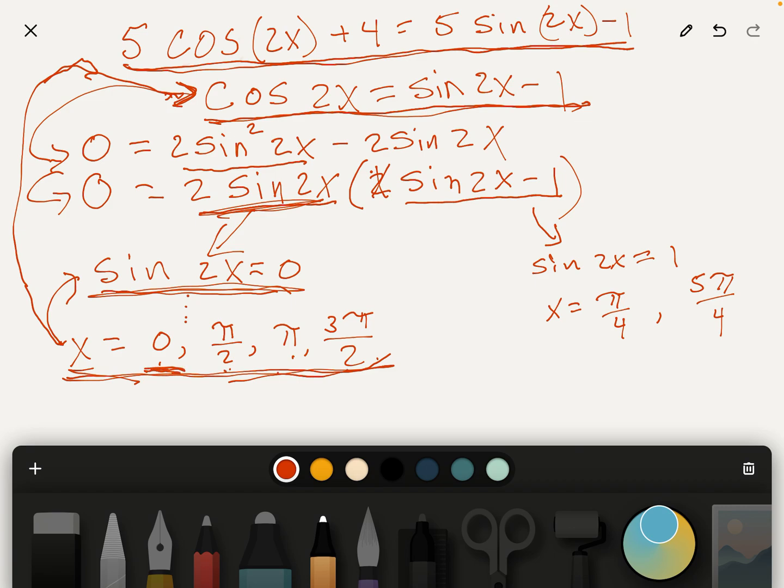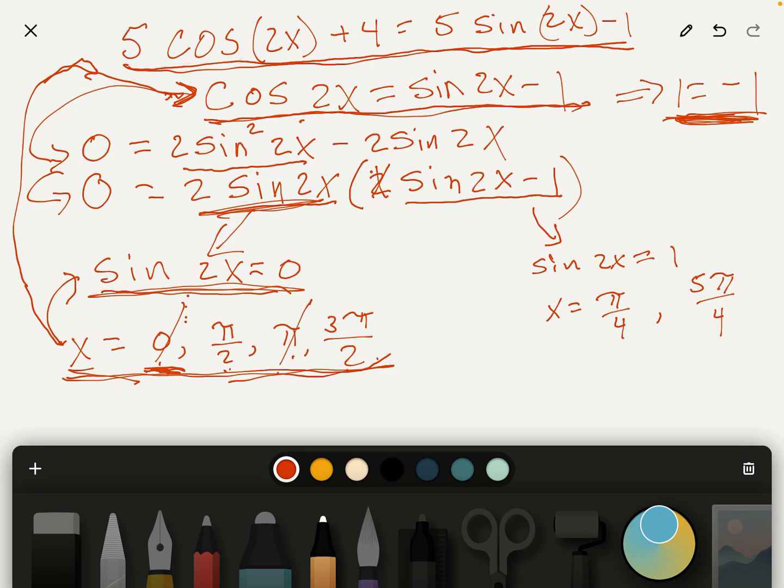So just to take an example, if you plug in 0, this becomes, on this side, cosine 2x, where x is 0, this left-hand side will be 1, equals sine of 0 minus 1, so you wind up with minus 1 on this side. This shows that it's invalid, because this is not an equality. So this is extraneous.